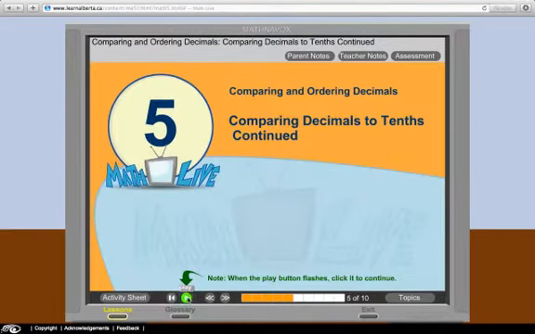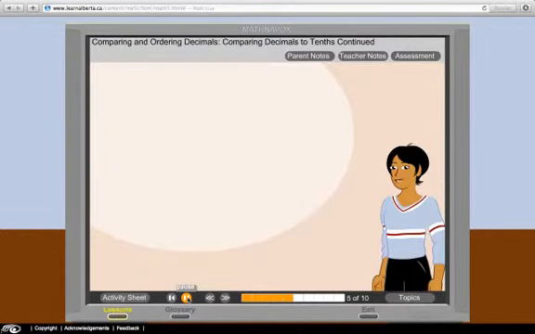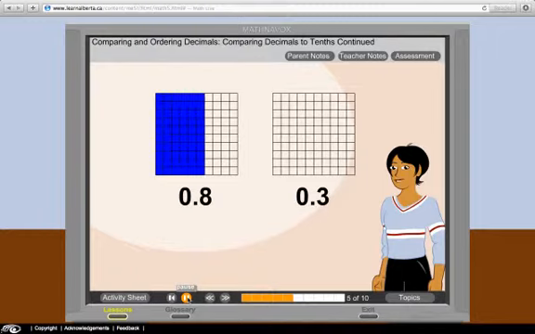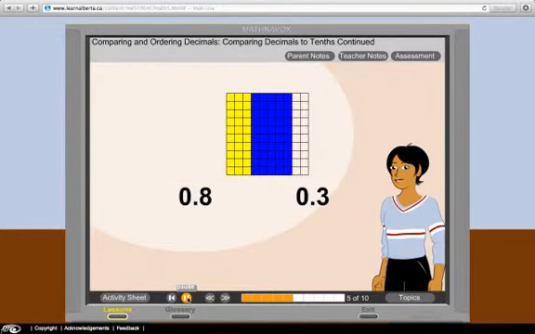Let's look at some more numbers. We'll compare 0.8 and 0.3. We can make it easier by using 100 grids to show the numbers. We'll first fill in the 100 grid to represent the number 0.8. The number 0.8 means 8 tenths, so we can fill in 8 of the 10 strips to show the number. We'll do the same for the second number. When we slide one grid over the other, we can see that 0.8 is greater than 0.3.